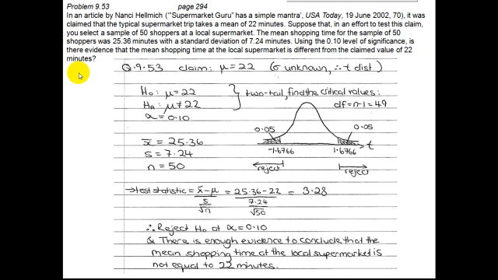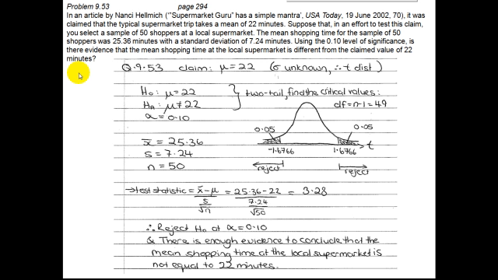Now, at that point, I know that this question involves means, and by talking about a typical supermarket trip and talking about it in that general way, the mean of 22 minutes is referring to a population mean. So that claim is in relation to the population mean of supermarket trip time.